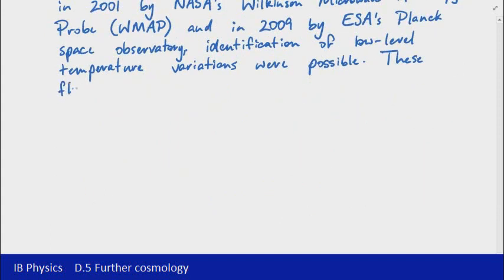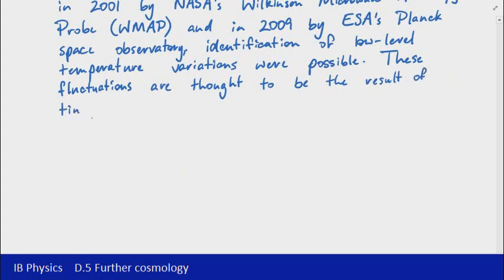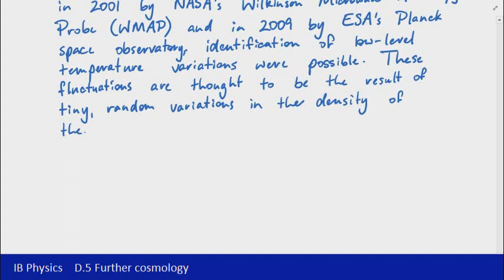These fluctuations in temperature are thought to be providing evidence of something that happened in the early universe. So thought to be the result of tiny random variations in the early universe, and in particular the density. So shortly after the Big Bang, some variations in the early universe that have then persisted and are now being evidenced in the cosmic microwave background, and in particular in the anisotropies that we can see.